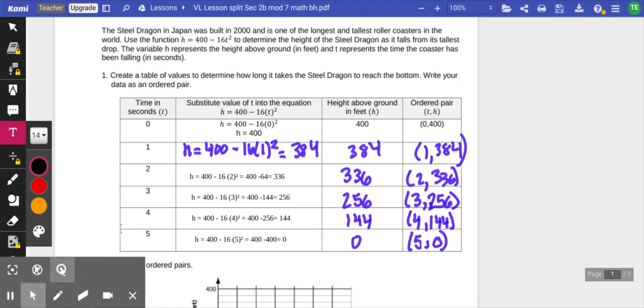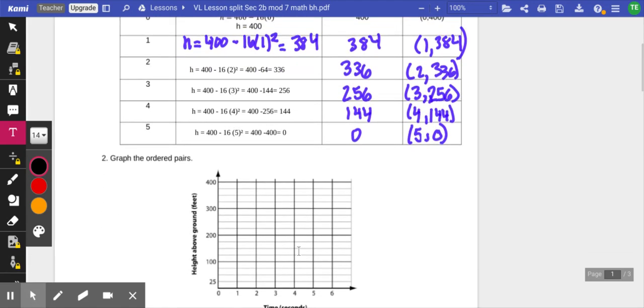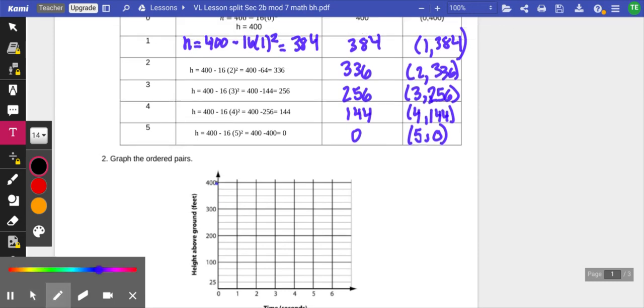So now we're going to go over and plot our ordered pairs. We know at 0 seconds, we are at 400. And then at 1 second, 384. This looks like it's going by 25s, so a little bit above 375. Okay, at 2 seconds, we are at 336. At 3 seconds, we're at 256. At 4 seconds, we're at 144. At 5 seconds, we were at 0.